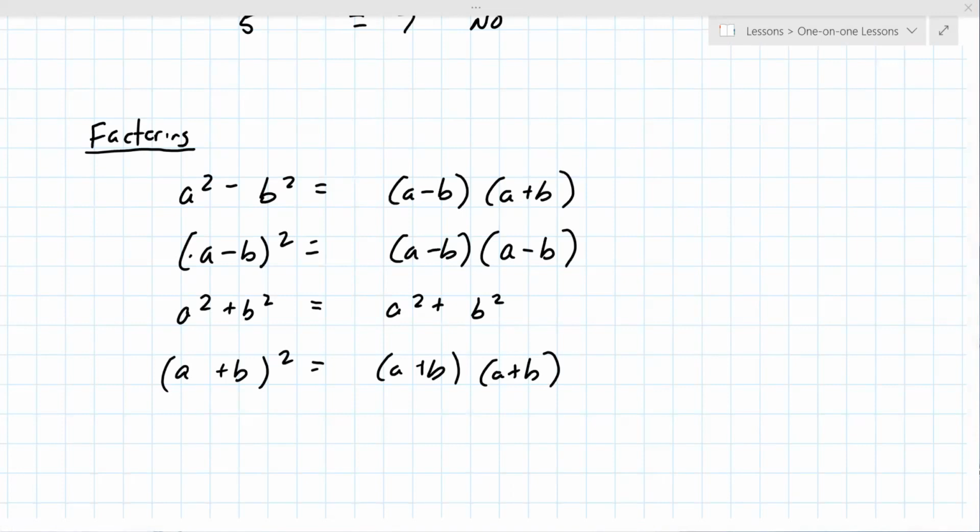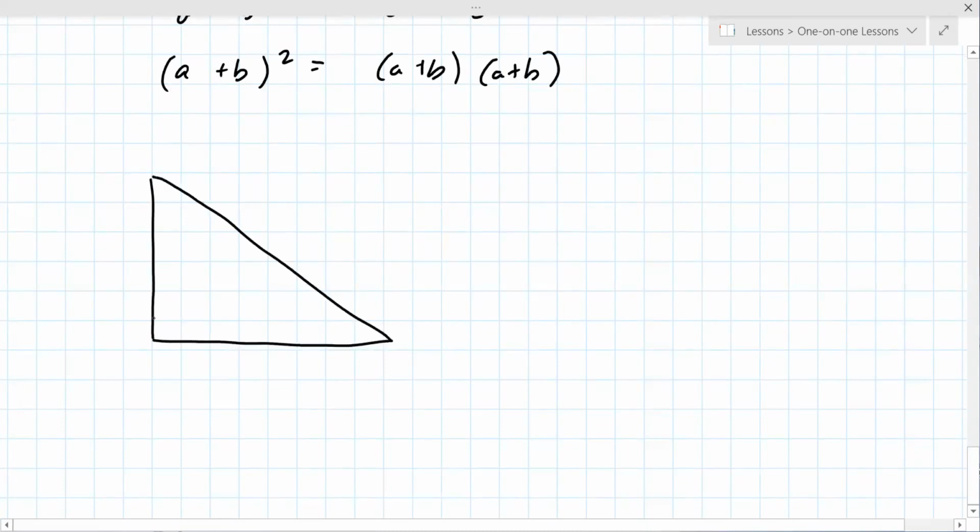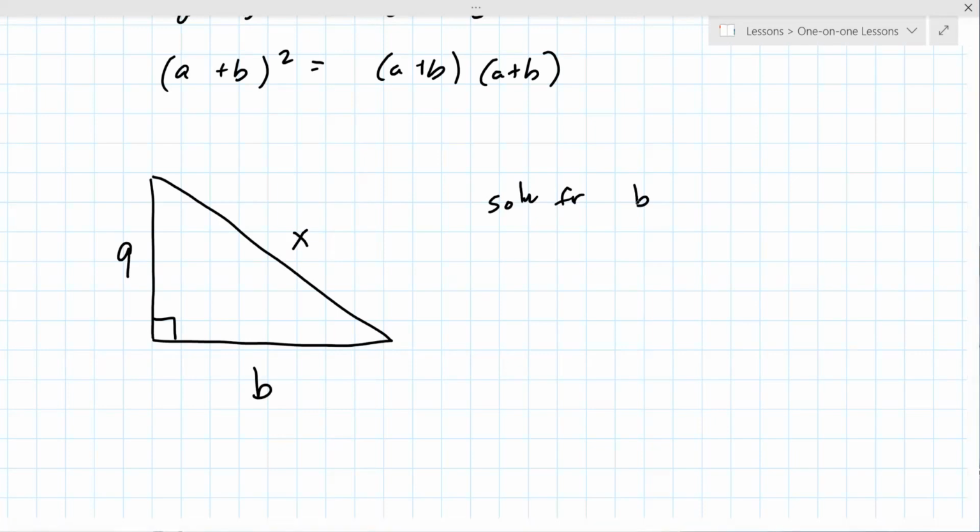Okay, makes sense. Okay, so let's do another one of these triangle problems here and see if we can get this down. So let's say that this is 9, this is x, and I want you to find b, please. We're finding b or x? b. Okay. I got b equals square root of x minus 81.